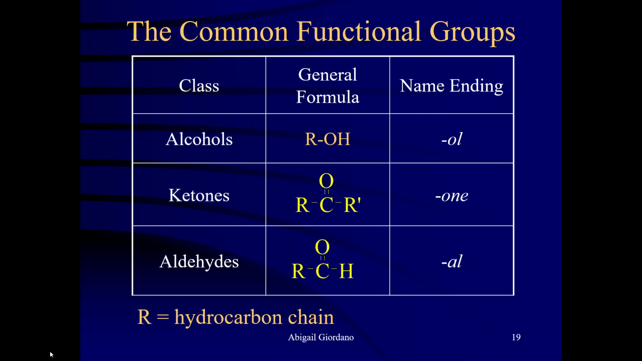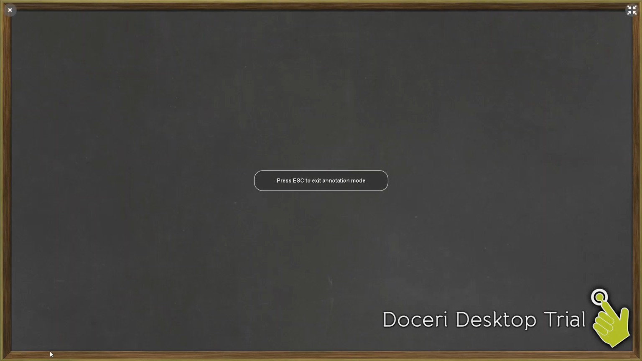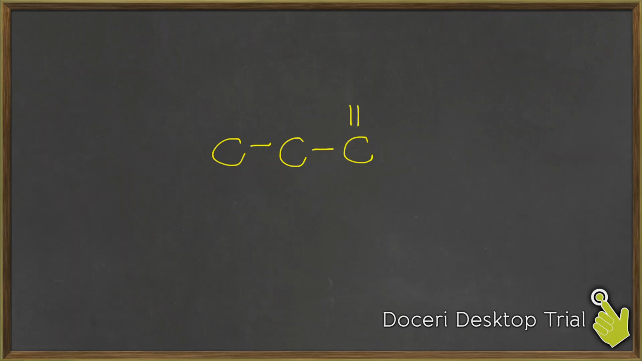Let's look at the next one. They're called ketones, and let me help you understand what's going on in that general formula. In the middle of the carbon chain, okay, so not at the end, but somewhere in the middle, we have a C double bonded to O. So for example, let's say I had something like that.